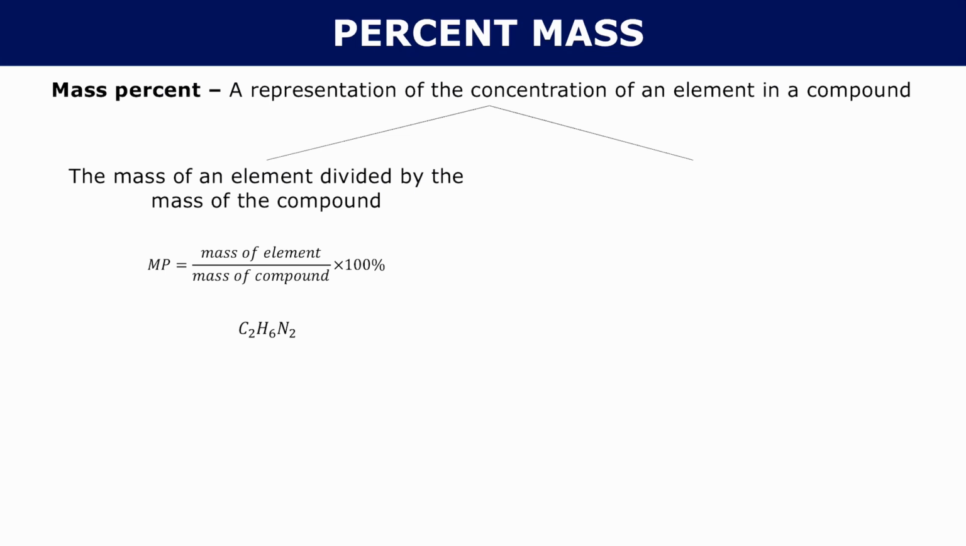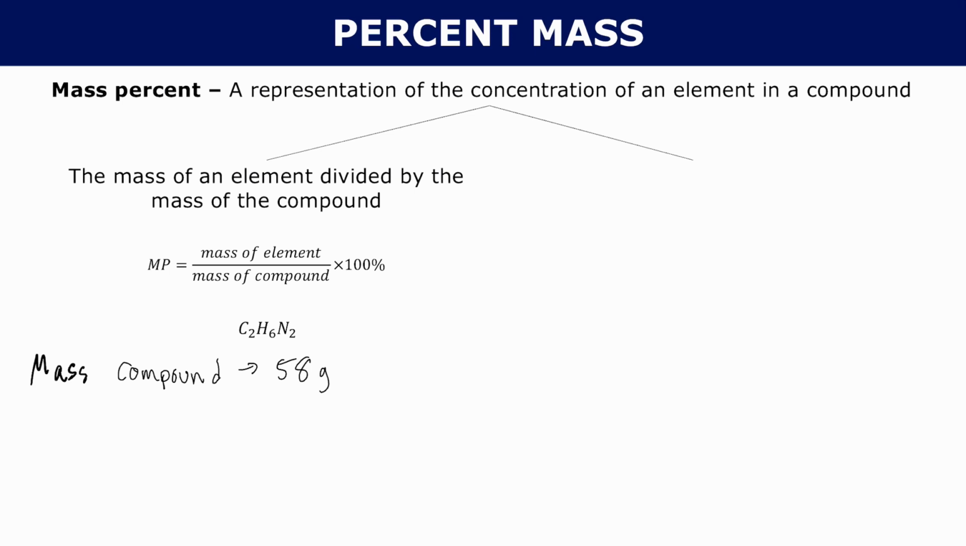The first step is to assume you have 1 mole of that substance. So if you have 1 mole of C2H6N2, what's the mass of your compound? The mass of the compound is going to be the molar mass. And the molar mass of C2H6N2 is 58 grams.